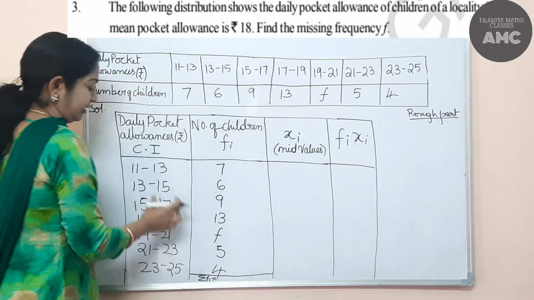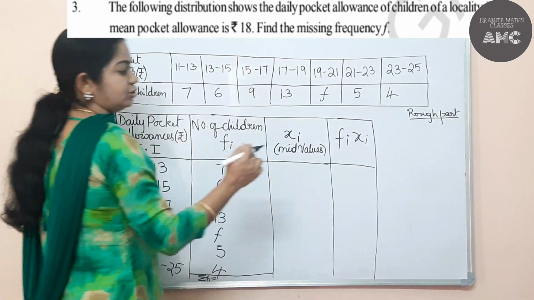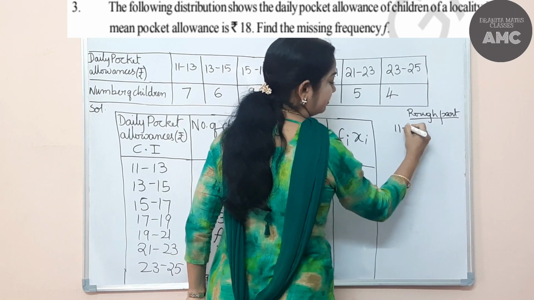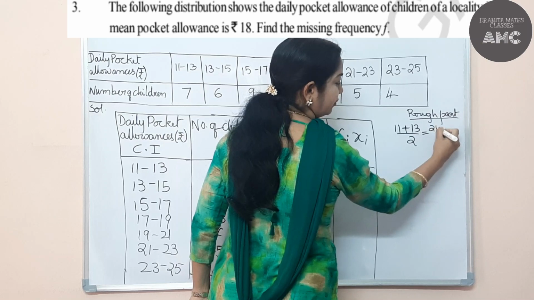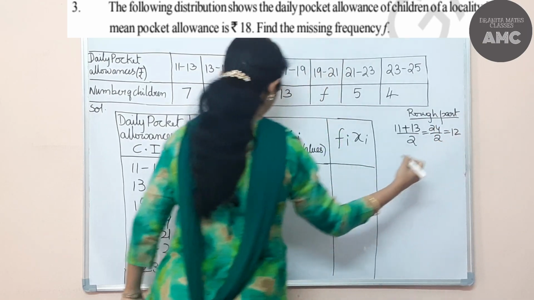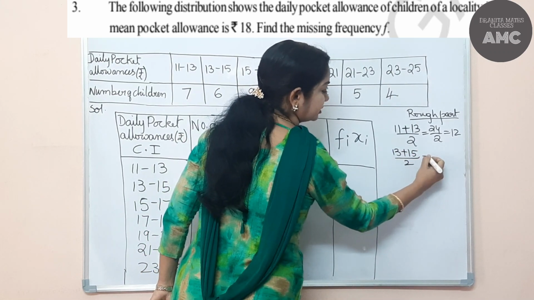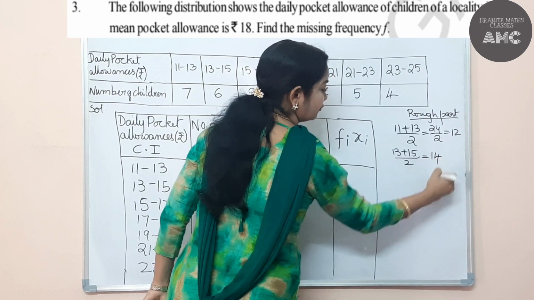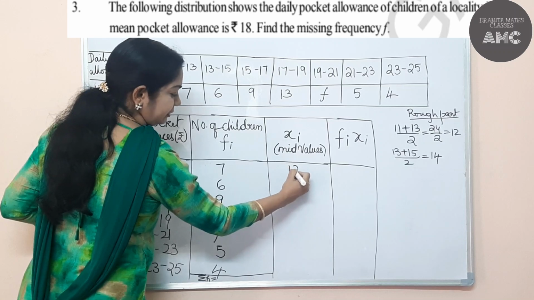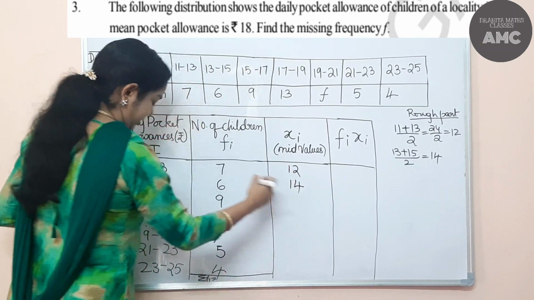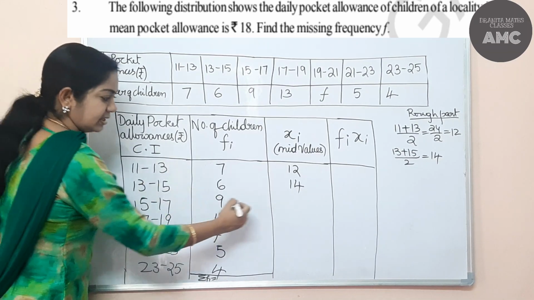Now we have to find the mid values. Mid value, how to find? The lower limit plus the upper limit by 2. Okay. Now 11 plus 13 by 2 gives the mid value. Here it comes to 24 by 2, it is 12. Likewise 13 plus 15 by 2, so 28 by 2, it comes to 14. So likewise, you have to find for all. Now we got 12 here. The second one is 14. And the third one, 15 plus 17, that is 32. 32 by 2 is 16.